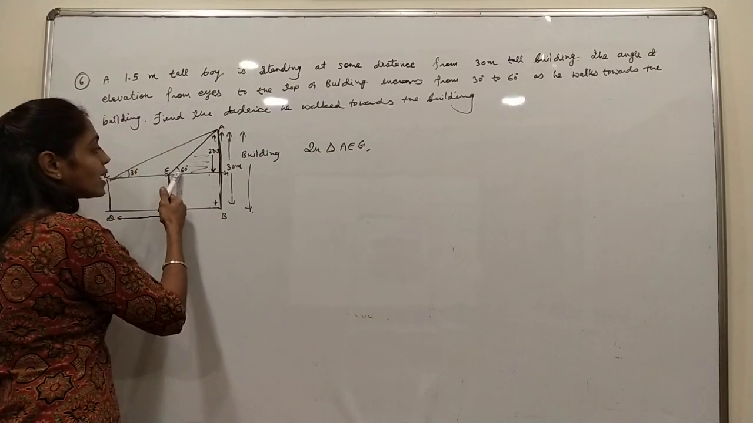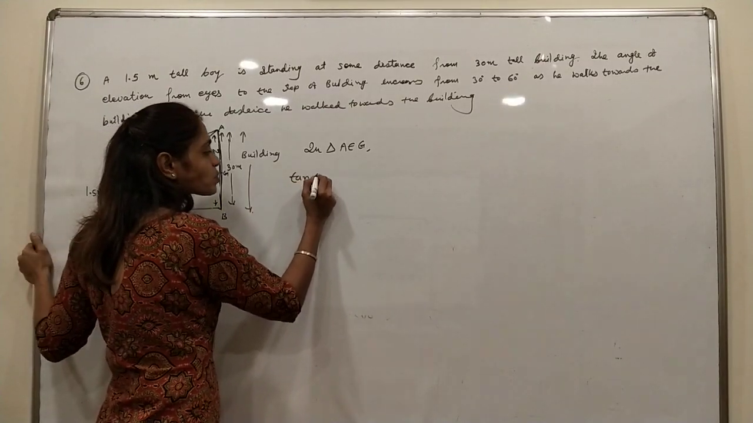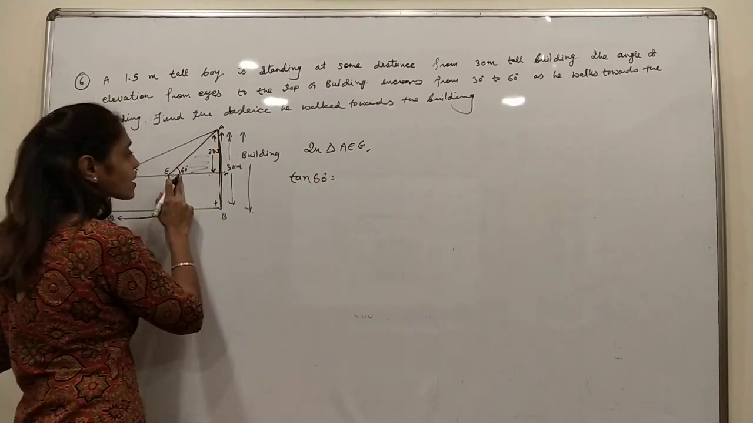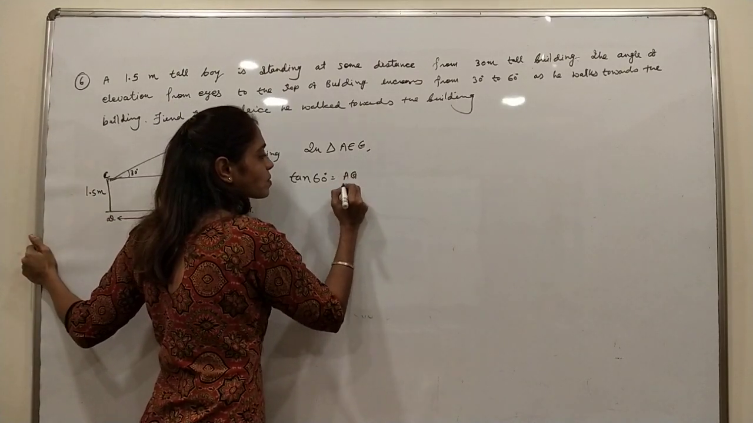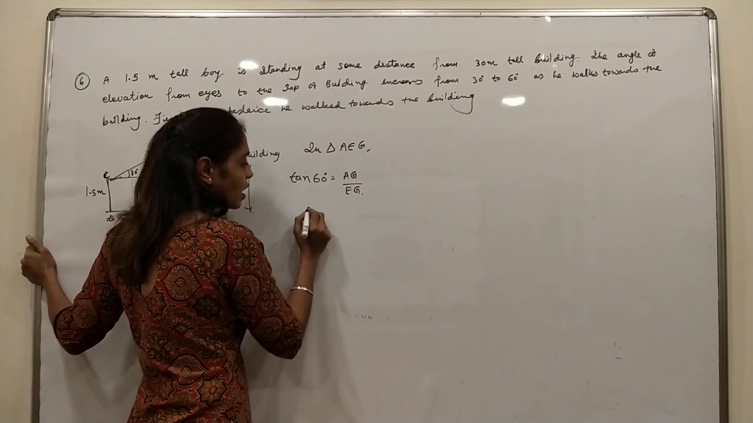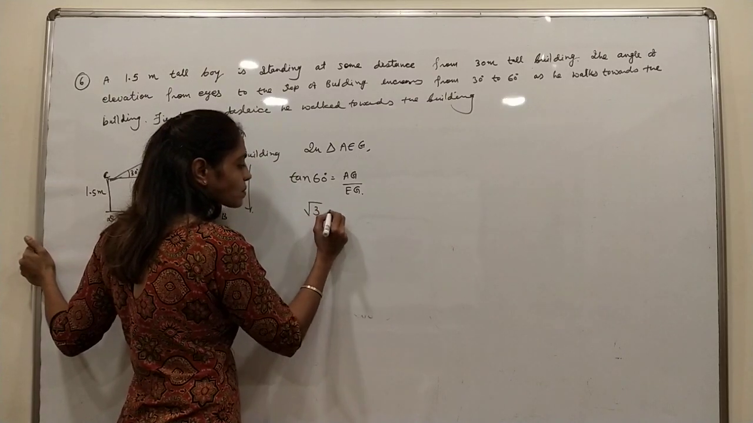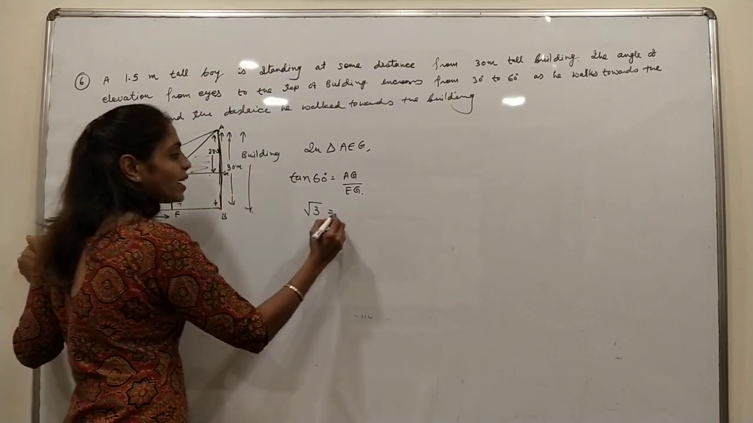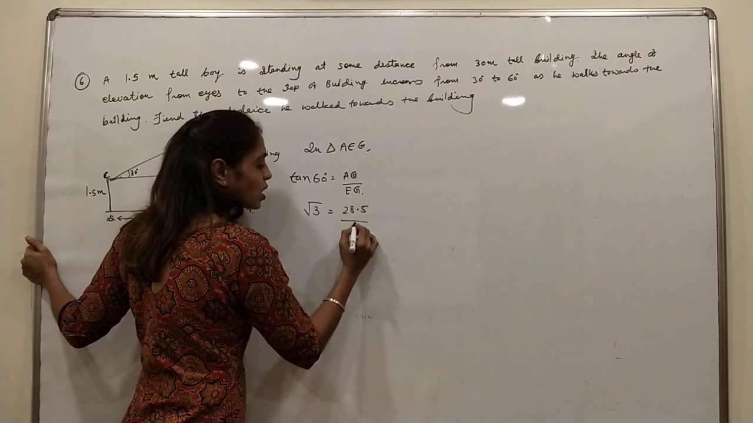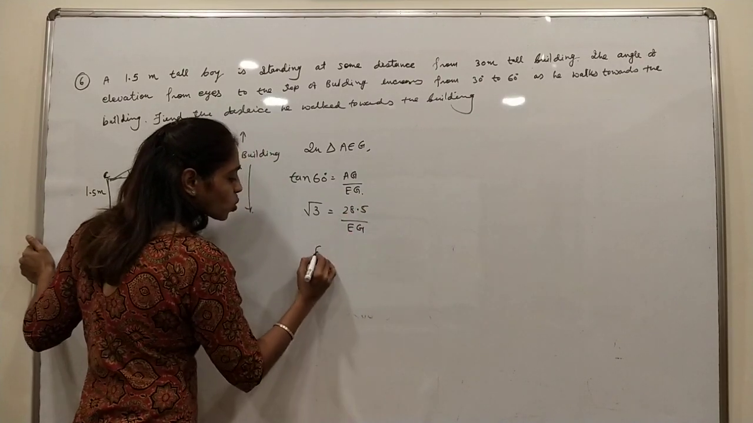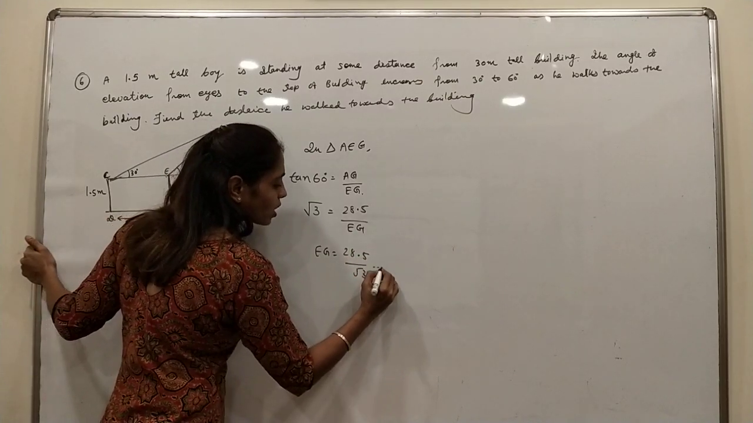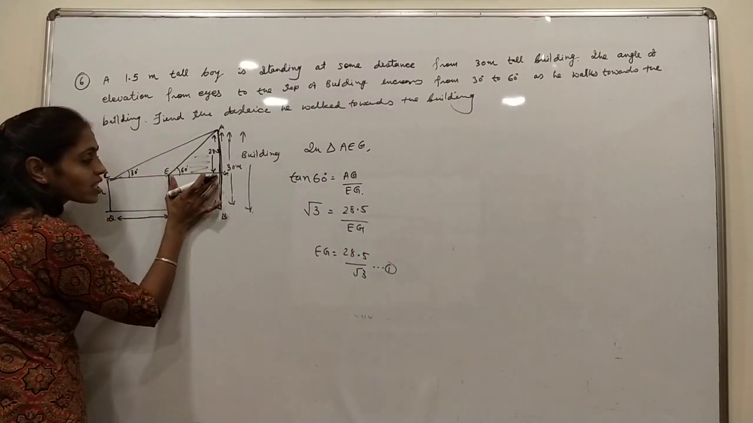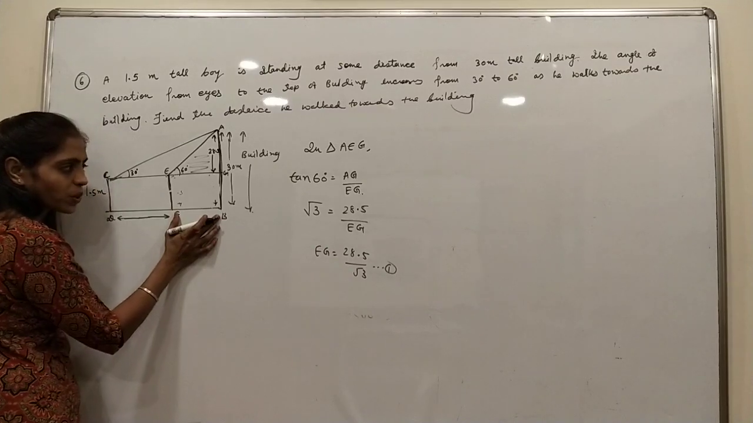Tan 60°. Tan 60 is AG upon EG. Tan 60 is √3. AG is 28.5 upon EG. So EG is 28.5 upon √3. Number 1 means I got that this much distance.